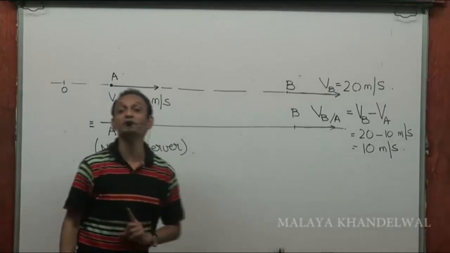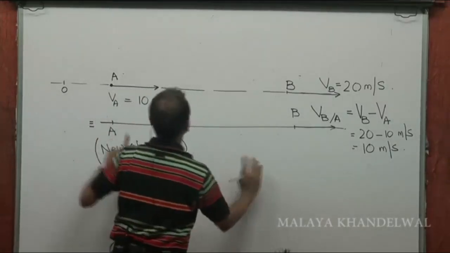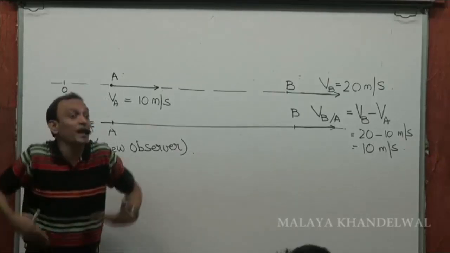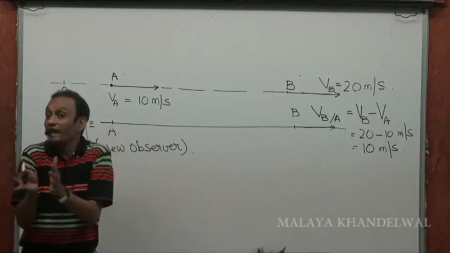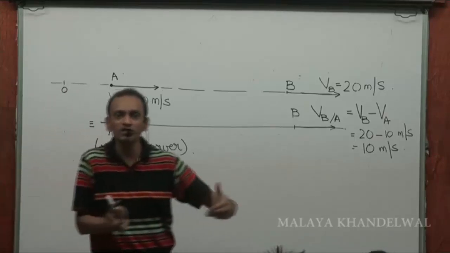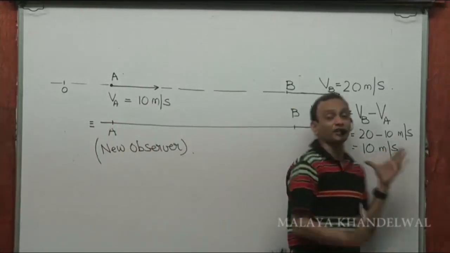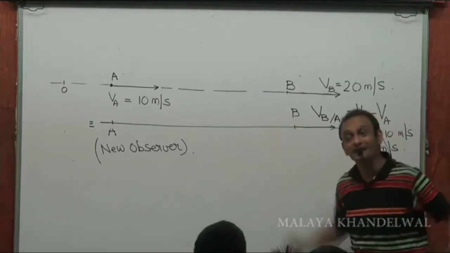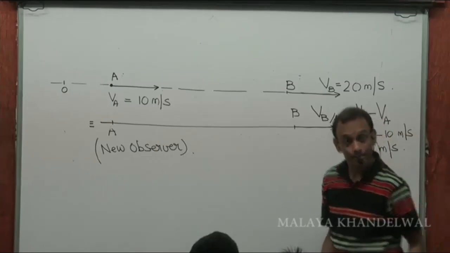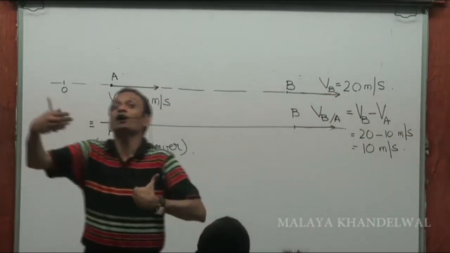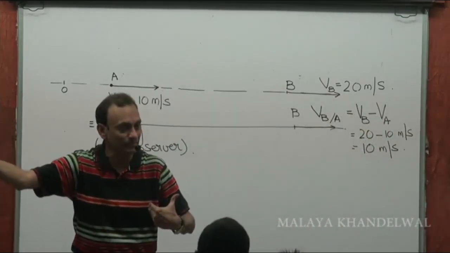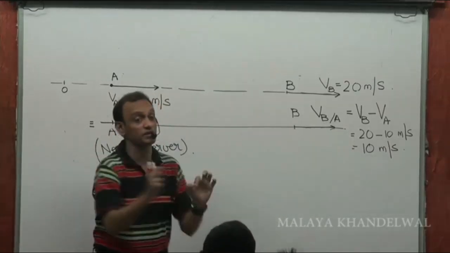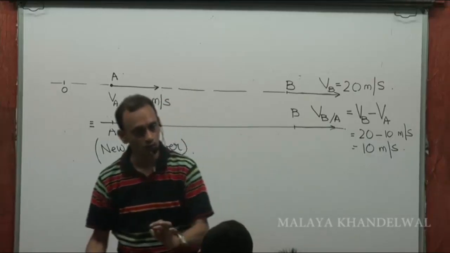Now, what does this 10 meters per second measure? This measures how AB changes with time, the rate of change of AB with time, where A is actually not fixed. A is moving, B is also moving, but AB is changing at the rate of 10 meters per second. In this case, AB is increasing at the rate of 10 meters every second, right? So relative velocity will measure how relative separation changes with time. Yes or no? Right?